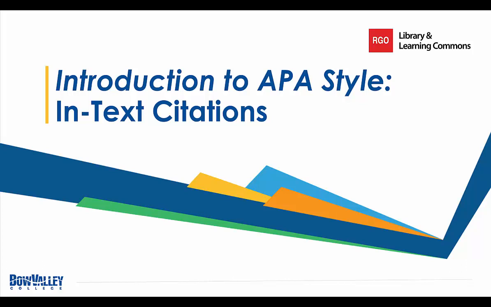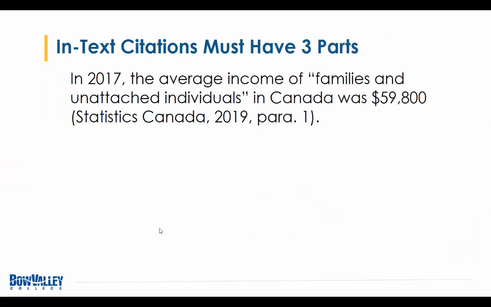As the first video explained, an in-text citation is a note that you write in your assignment anytime you copy or reword a fact or idea from a source. All in-text citations have three parts that you must include in the following order.